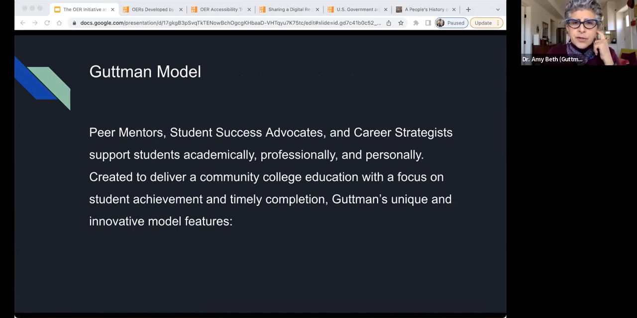Peer mentors, student success advocates, and career strategists support students academically, professionally, and personally. So Gutman is a very high-touch environment where we have a tremendous amount of dotted lines to the students coming at them. The object at Gutman is not to wait for students to seek out help, but to proactively be integrated and be aware that they're going to need the help and offer it.